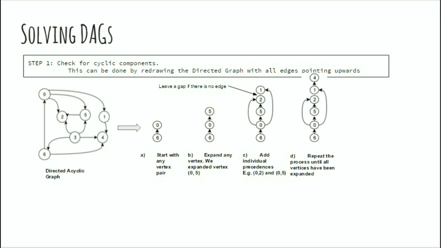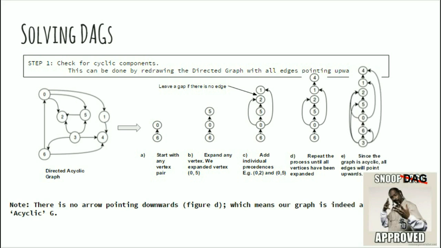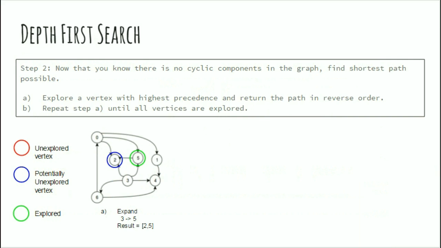1 is connected to 4. Finally, 3 is connected to 6, so we put it beneath 6. 3 is also connected to 5, 2 and 4, so we make the appropriate connections. If you did that right, there will be no edge pointing downwards. Finally, your graph is Snoop DAG approved. The DAG can be solved using many algorithms, but we are going to stick to the DFS for this example.